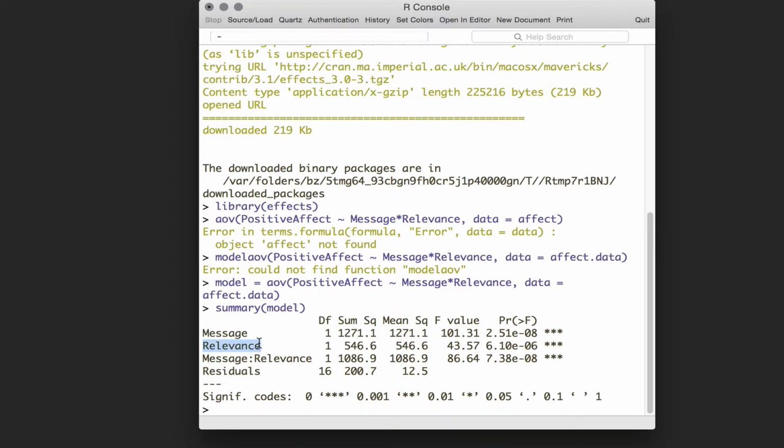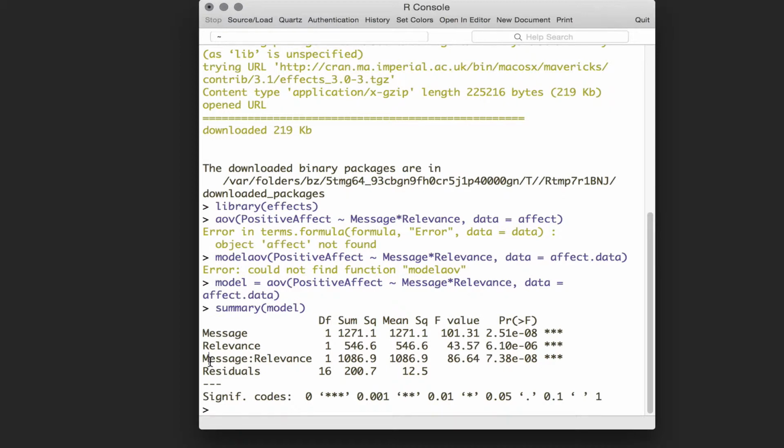Likewise, for the second effect, it's telling us when you have a different level of relevance, does it have a different effect on your happiness, regardless of what the message actually is? So, forgetting about whether you get a happy or a dull message, does the relevance have an effect? And again, it's telling us that it does. So our two main effects are significant, but then most importantly, we've got an interaction effect. So that's telling us that the effect of one factor is different or is dependent on the level of the other factor.